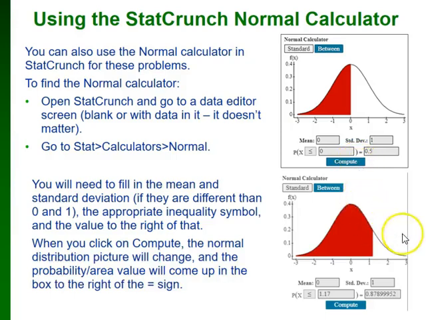When you click on Compute, then the picture will change to reflect what you put in. Notice how this is shaded a different way than this is. This gives us the picture of x is less than or equal to 1.17. It also filled in a probability or an area. This is the probability that x is less than 1.17. It's also the area of this shaded region.